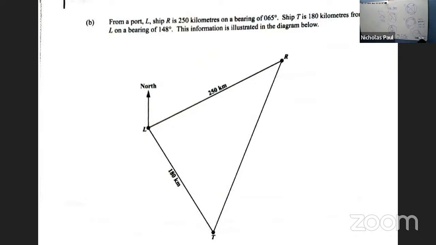You're done with the diagram, right? So let's make sure your diagram is correct. The ship R, from port L, goes to R 250 on a bearing of 65, right? I like my diagram to look like this. So here to here is 65 degrees.